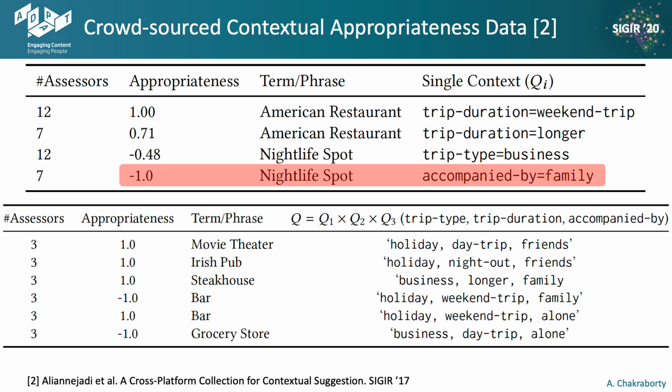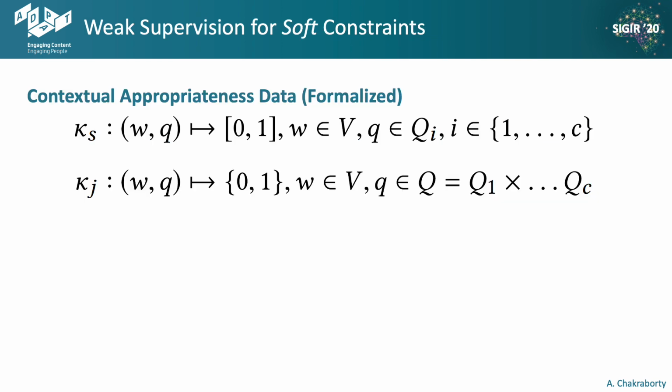An example of a non-relevant pair is nightlife spot, family, with a lower score. Note that the appropriateness scores for single context-based pairs are real numbers, and the scores for joint context-based pairs are either 1, that is appropriate, or -1, otherwise. For our experimental setup, we have normalized these scores between 0 and 1, and formalized these two types of data as kappa S and kappa J.